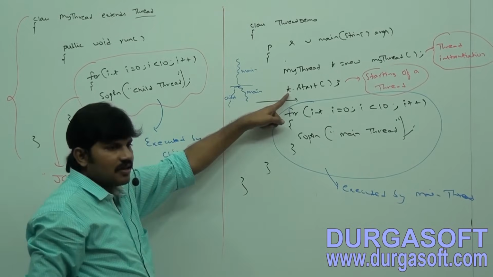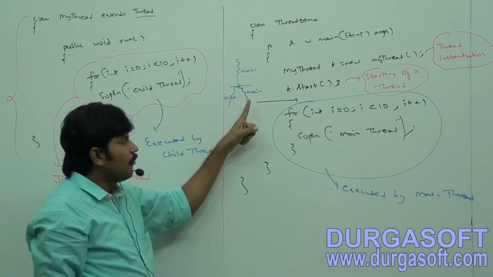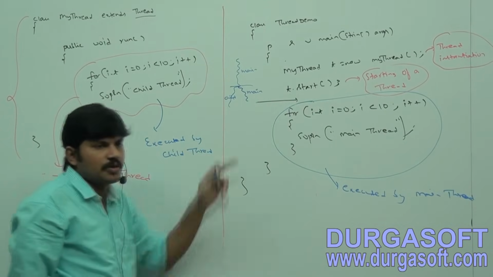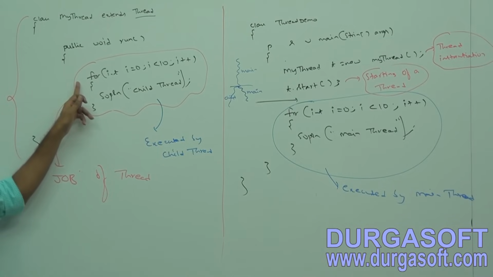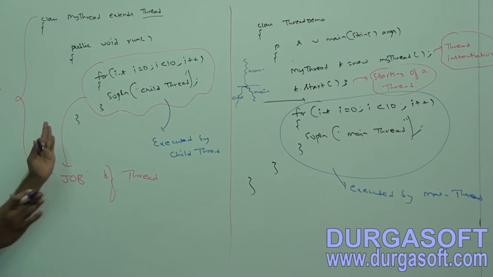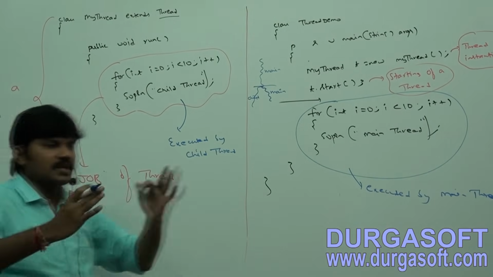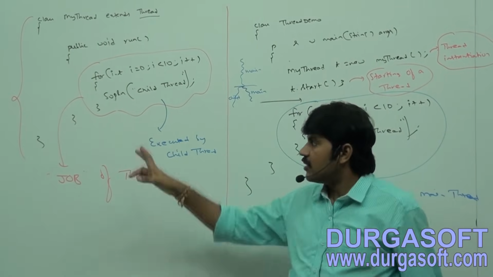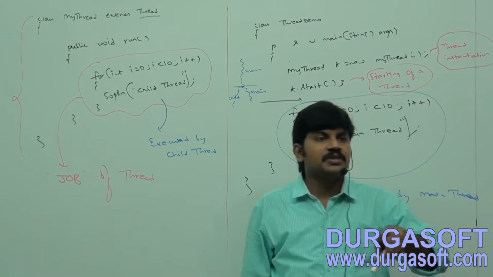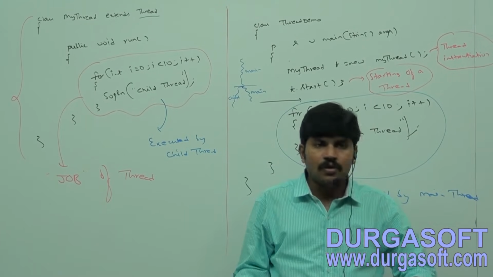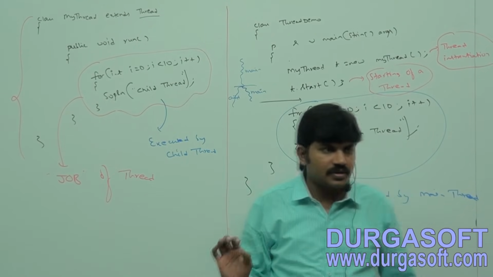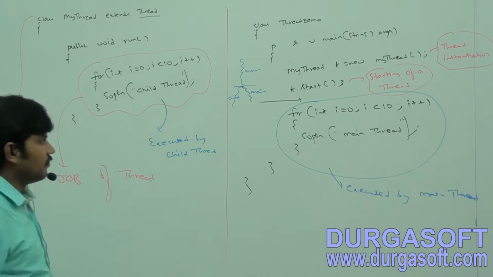After t.start(), how many threads are there? Two threads. The main thread is responsible for the remaining part. The child thread is responsible for the execution of the run method, right? Are you able to understand? Both jobs are going to be executed simultaneously. Within less time we can complete the task, and we will get mixed output, right? Clear for all of you? Now better to take this example.